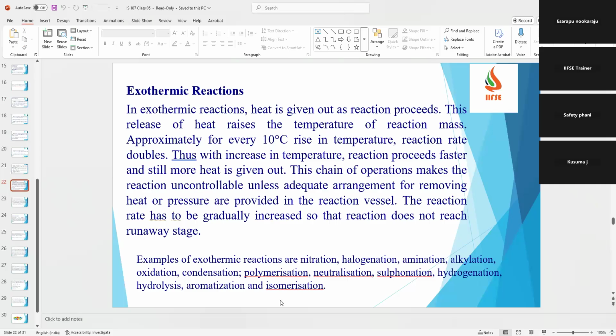If the pressure relief valve is not functioning well at the desired set pressure, then there is a chance of an explosion or a rupturing of the vessel. The reaction rate has to be gradually increased so that the reaction does not reach the runaway stage. When I say exothermic, it is a runaway reaction. So that's why we heat up the process in a controlled environment.